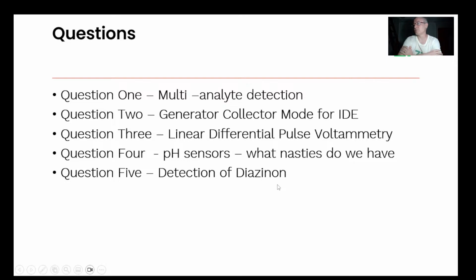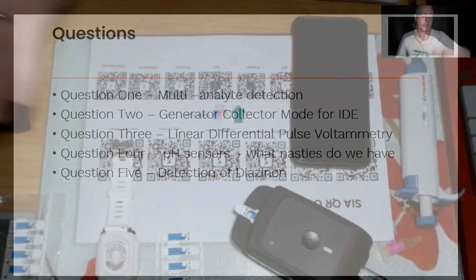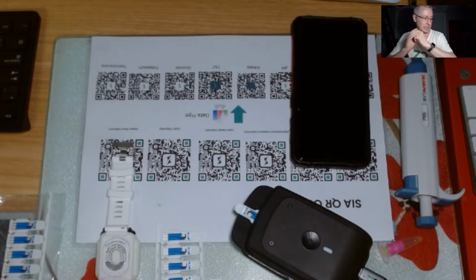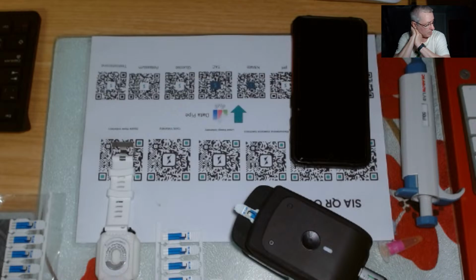Detection of Diazinon. I keep trying to get the pronunciation on this. I think you can do that on our sensor or potentiostat. In that particular academic paper, they got down to 75 nanomolar. You need more like 25 picomolar. So that's an order of magnitude away. But I still think you may have some capability of doing it, but it will take a bit of work. I would definitely say that.